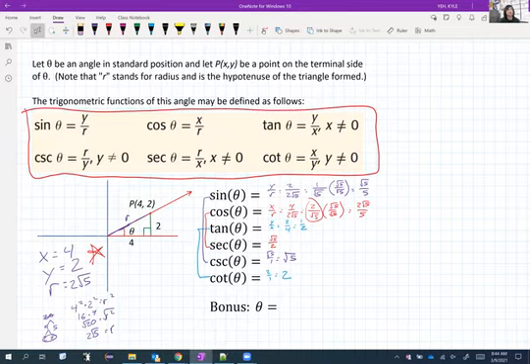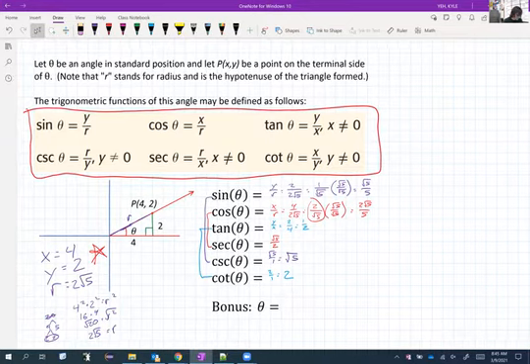So figure out a way, maybe you remember that sine and y rhyme, so sine is y over r, but figure out a way to memorize these. The other thing I wanted to talk about on this one is, what is theta? How can I find this angle given this information?